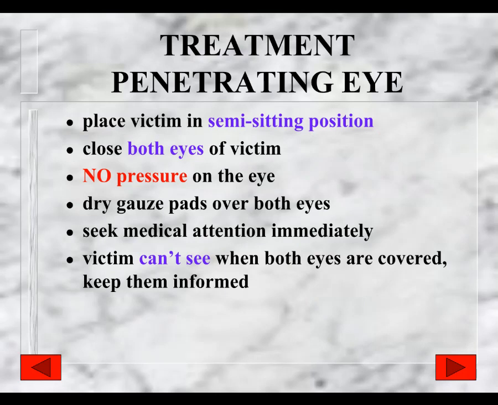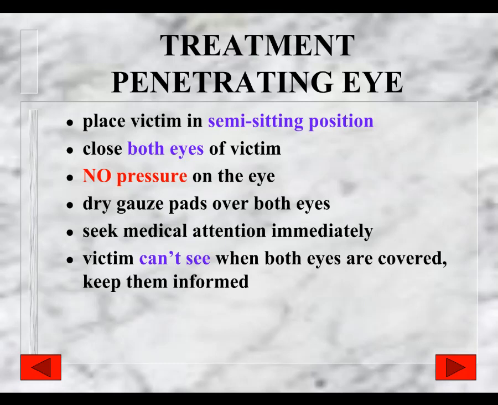With eye injuries, we want them to sit in a semi-upright position, kind of leaned back, where there's not any excessive pressure on the eyes. We want them to close both eyes and try to relax and not move their eyes around. We don't apply any pressure.